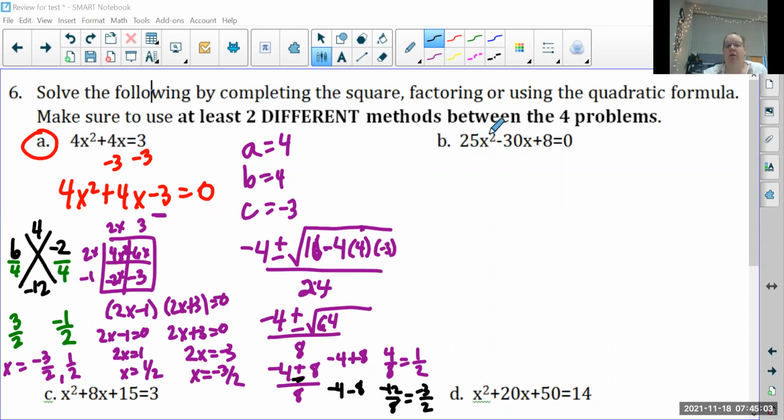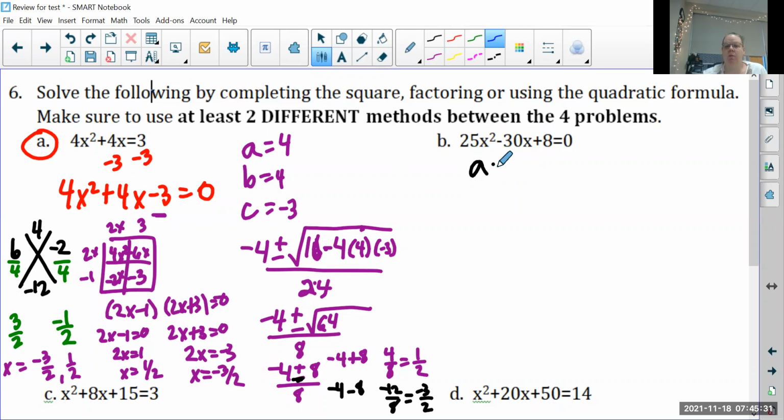All right, this one over here, you do have that 25x squared, so you could do completing the square, but remember it's a little more complicated because you need to make sure that you include that 5x inside the parentheses when you do it. So most of you haven't been doing that very well, so I'm going to skip that method. So you could do factoring, you could do reverse box, you could do slide and divide. 25 times 8 is 200, so that's kind of a big number to look for slide and divide.